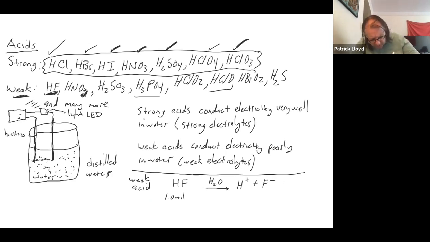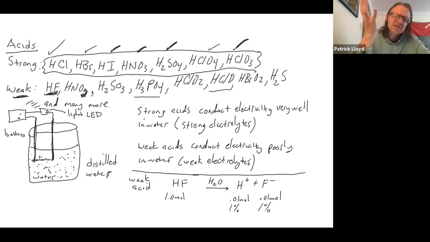Not 1 mole, but maybe 0.01 moles of each of these. About 1%, right? 0.01 is 1% of 1. So you get about 1%. And for many of these weak acids, that's essentially what you get. You get about 1% or 0.1%, 0.2%. Very small percentage of it.